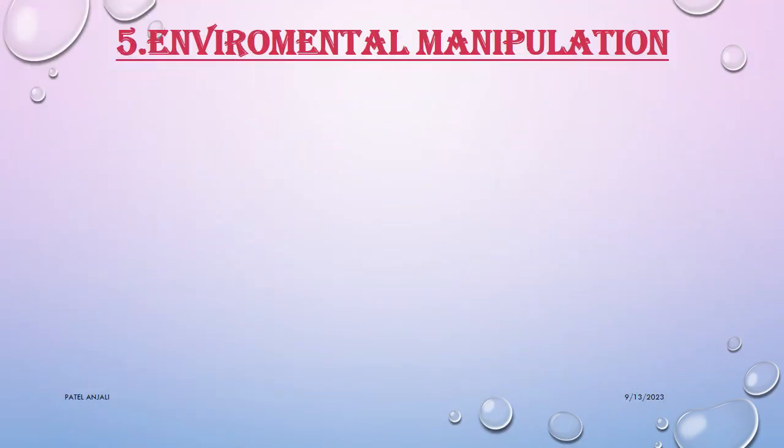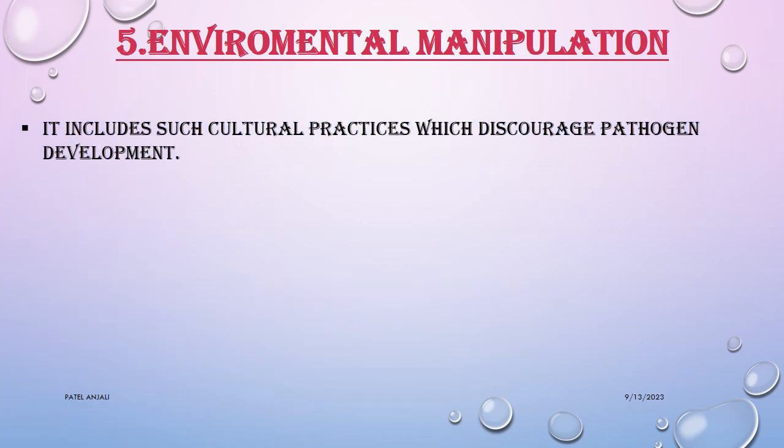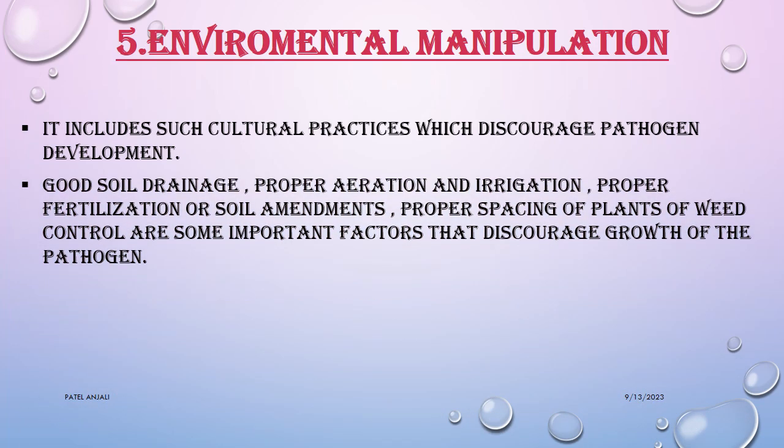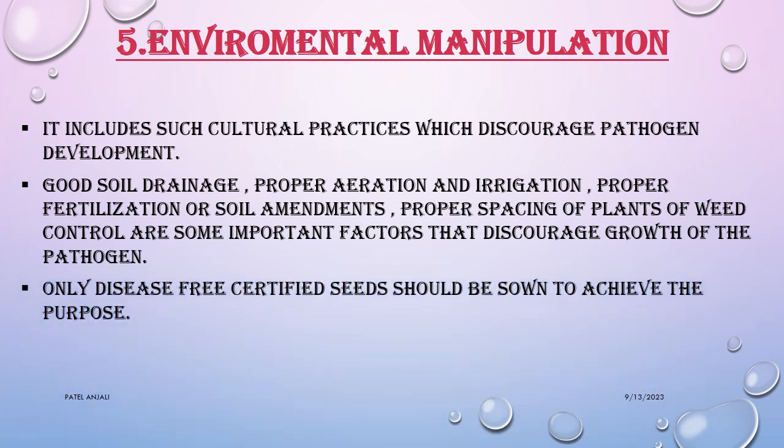Environmental manipulation, it includes such cultural practices which discourage pathogen development. Good soil drainage, proper aeration and irrigation, proper fertilization or soil amendment, proper spacing of plants, and weed control are some important factors that discourage growth of the pathogen. Only disease-free certified seeds should be sown to achieve the purpose.